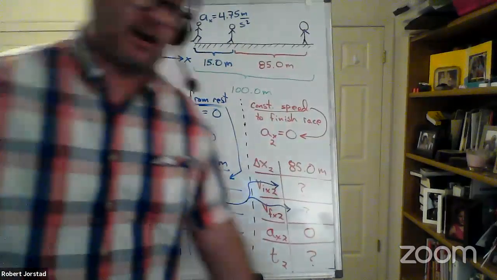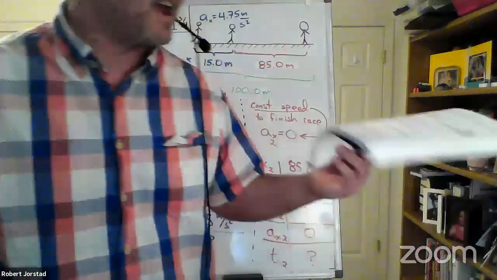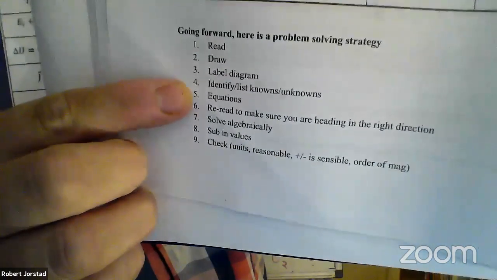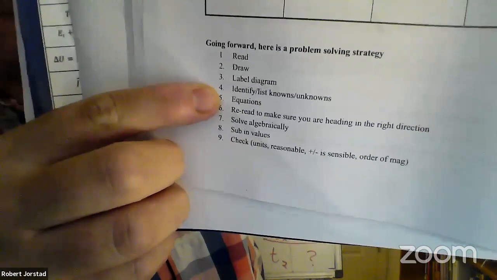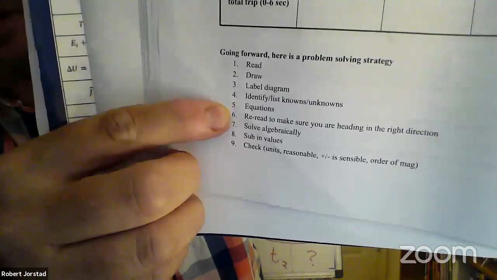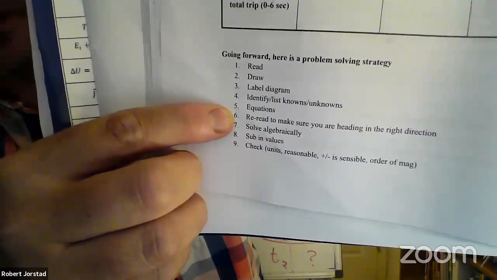Let's see where we are at in our problem solving strategy. All right. Where are we? We read, we drew, we labeled, we did a bunch of stuff. Next up would be equations. Now, I've run out of room here, so I'm going to do that in just a second. But I do want to point out the next stage is rereading. So that's the phase I want to emphasize.